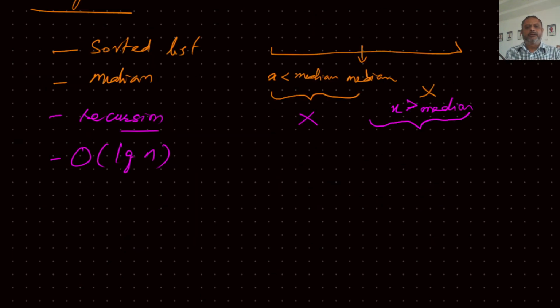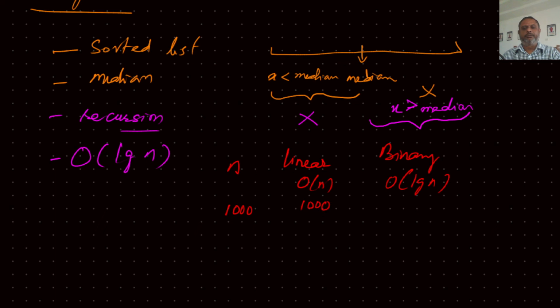So the advantage, if you look at linear and binary, is that this is order of n, this is order of log n. If you assume that each one takes one unit of time, then if there are say 1000 items, you need 1000 units of time to search in the worst case, and this requires only 10 steps to reach the required position.